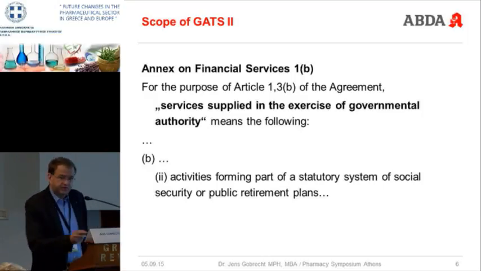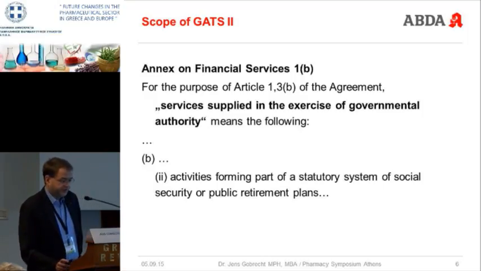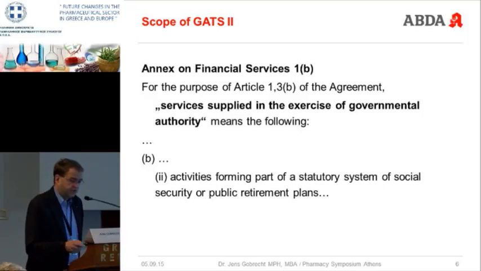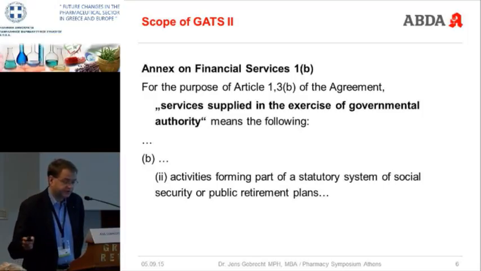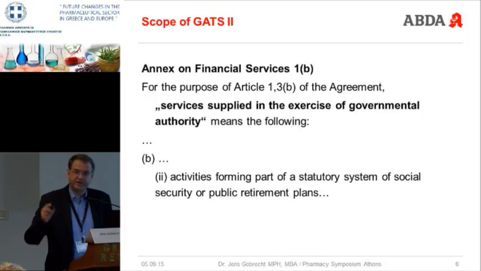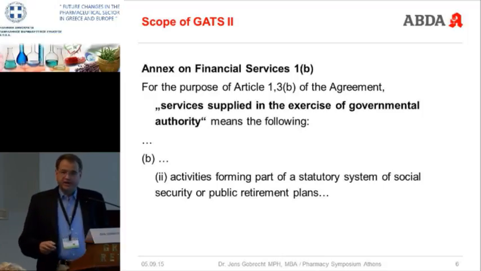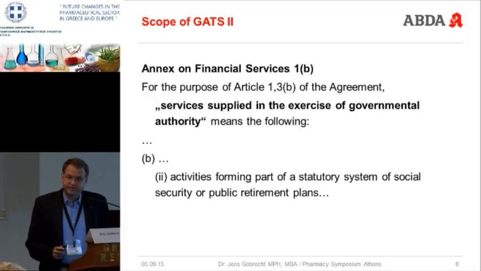And then you have the same thing in the Annex on Financial Services. So for the purpose of this agreement, services supplied in the exercise of government authority means the following: activities forming part of a statutory system of social security or public retirement plans. Why is it so important that I repeat it here? And why is it here financial services?